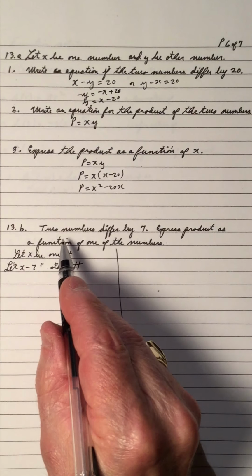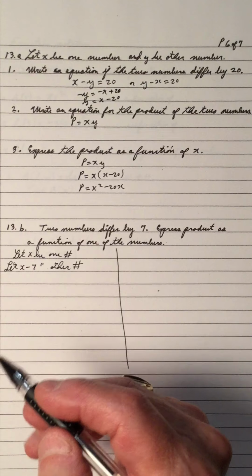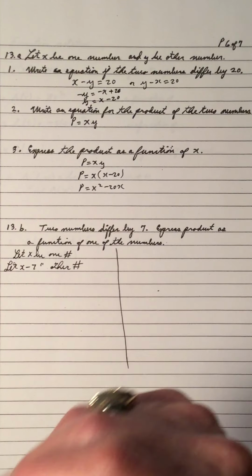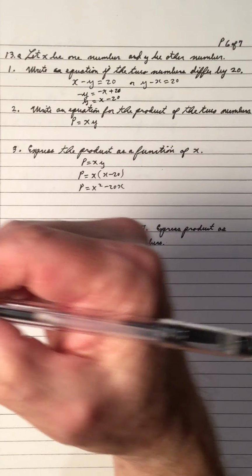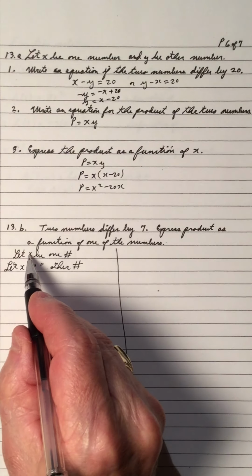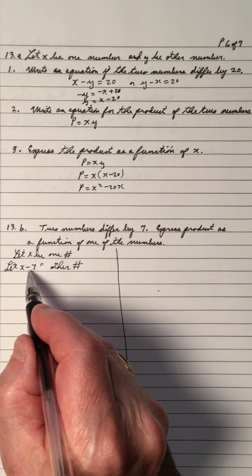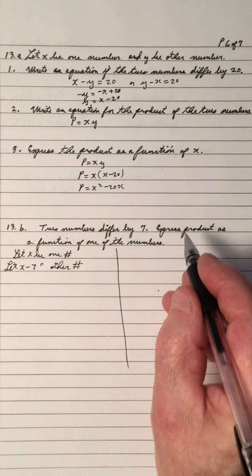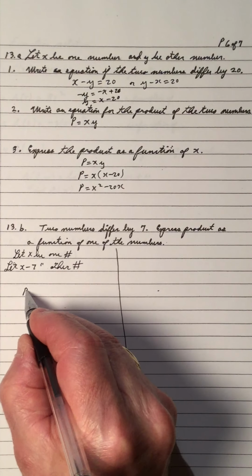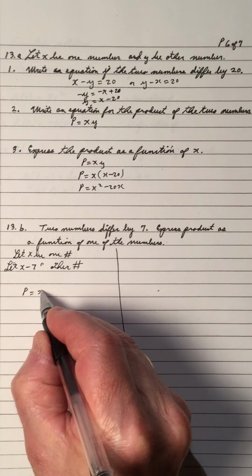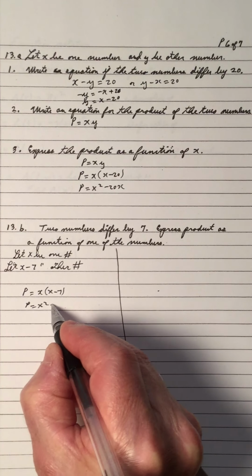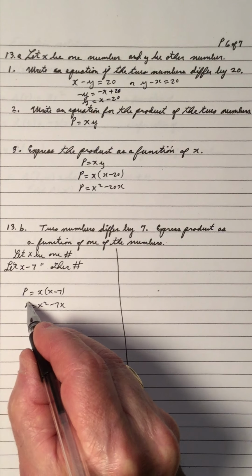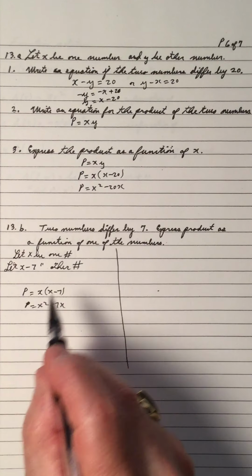Again, differ means subtract. So if I give you 10 and it differs by 3, then you take 10 and subtract 7. So if one number is x, the other one is x minus 7. And write the product as a function. So the product is x times x minus 7. So the product is x squared minus 7x.